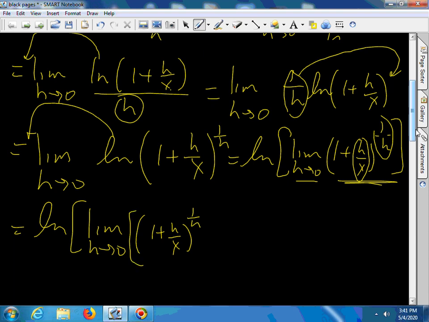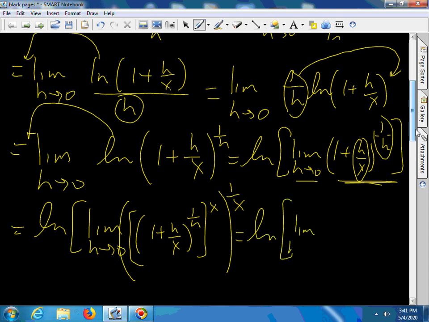Well, if I raise this to the x, and then I raise it to the 1 over x, those x's pretty much cancel out. So then I get ln of the limit as h goes to 0 of 1 plus h over x. Now I get to multiply those, and I get x over h raised to the 1 over x.